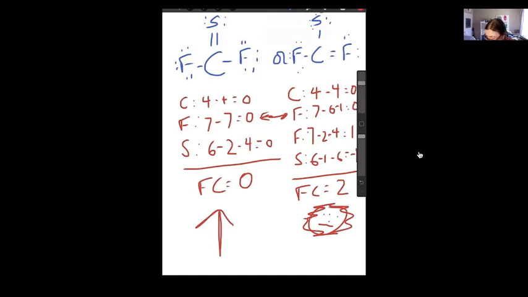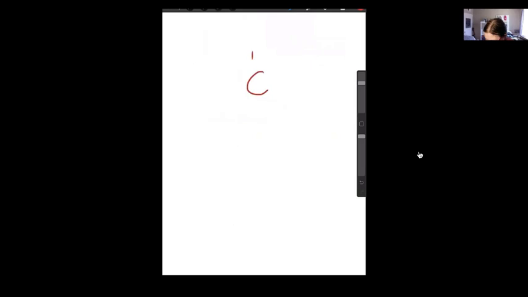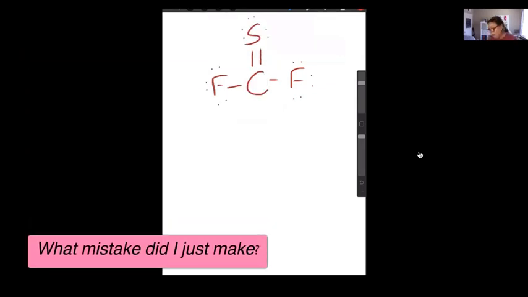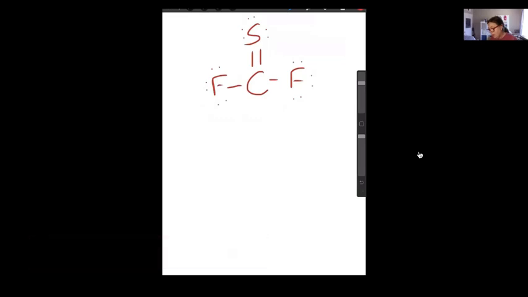Let's now look at the molecular geometry and the electron geometry of this molecule. We've got carbon, double bonded to sulfur, single bonded to fluorine, single bonded to fluorine. Now I can put in the electrons if you like, but we're going to look now at the geometry of the central atoms. If you caught my mistake, it's that I put extra lone pair electrons around sulfur. So let's fix that.